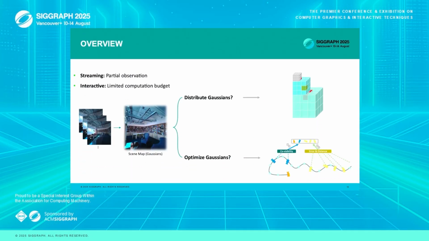So that's the first part. Let's look at the second part. When the Gaussians have been distributed in the world space, how do we optimize this part? How do we optimize these Gaussians?